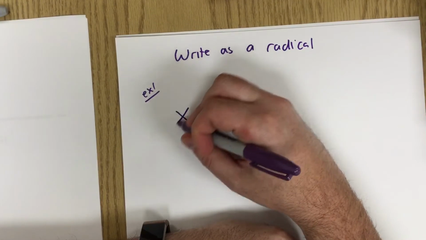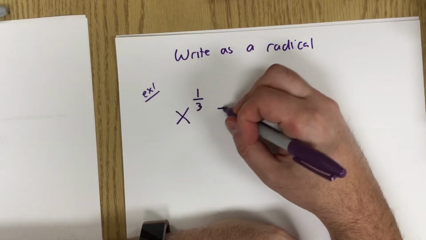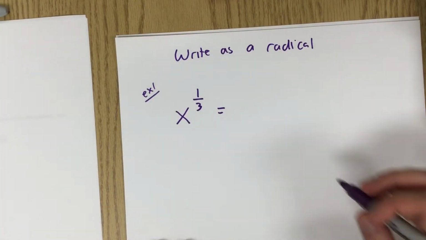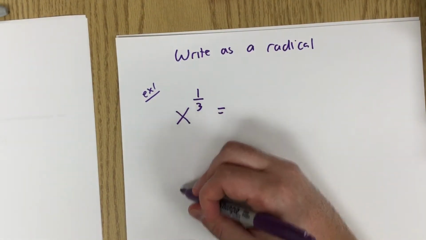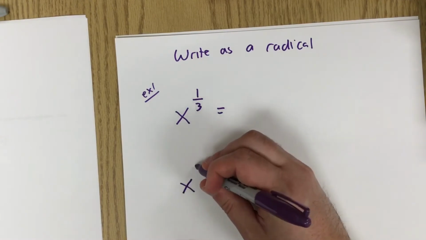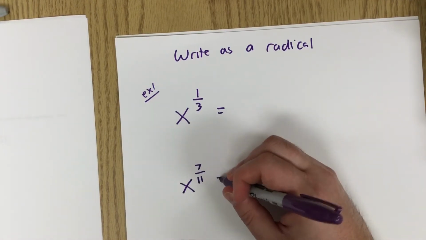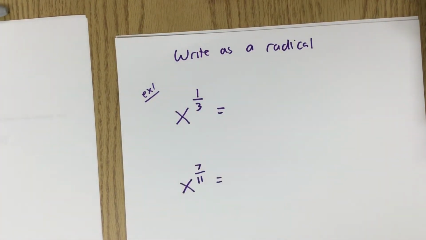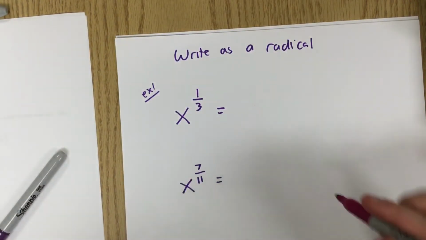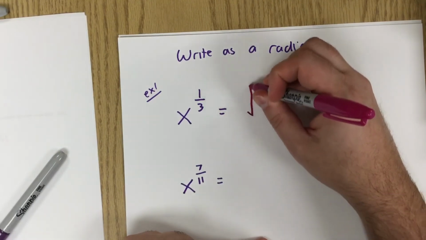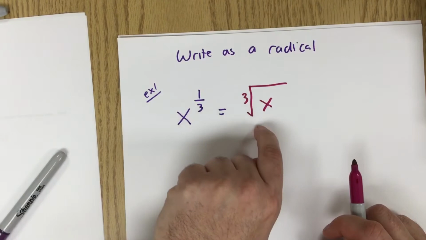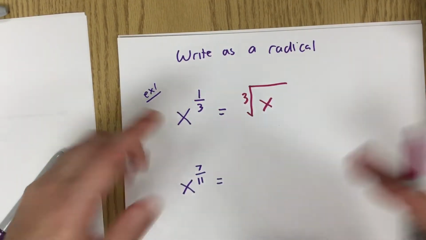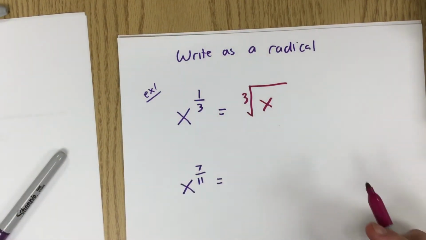So if I have x to the 1/3 and I want to write it as a radical, let's say we have x to the 7 over 11 will be the other one. So x to the 1/3, x to the 7 over 11. So that's exponential notation, radical notation, exponential notation. We want to be able to switch between the two.